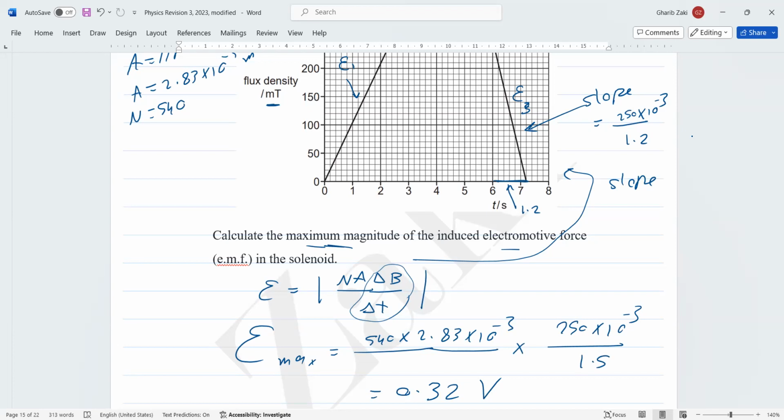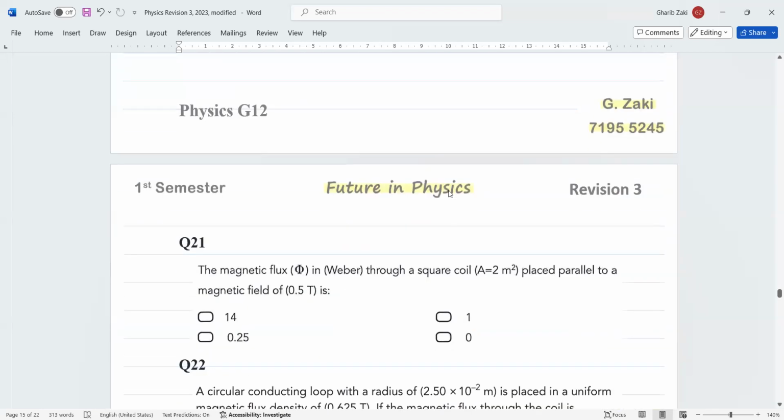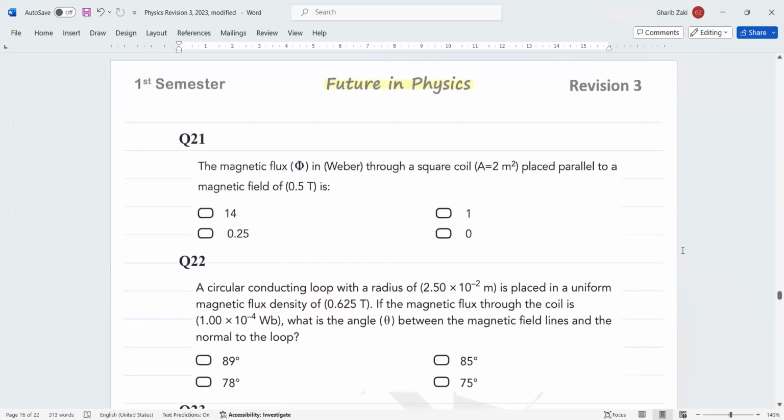Now we go to the multiple choice questions. The easy questions I solve quickly, and the hard ones I explain. Now, think with me in question number 21. The magnetic flux in Weber through a coil placed parallel. Parallel means the magnetic flux is 0. So the answer is 0, because parallel, theta equals 0.